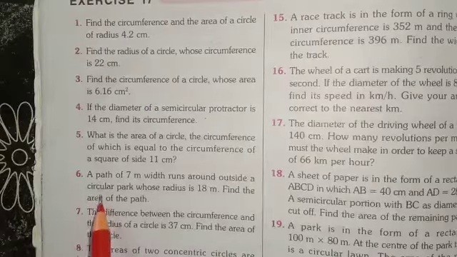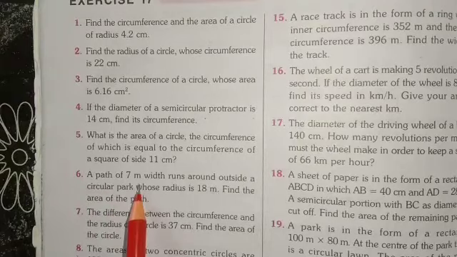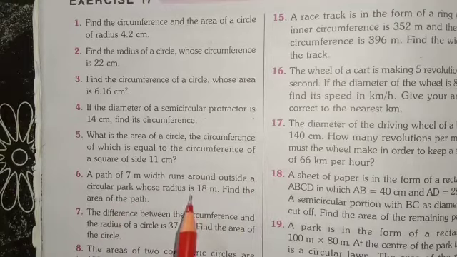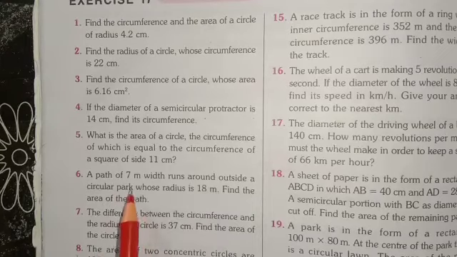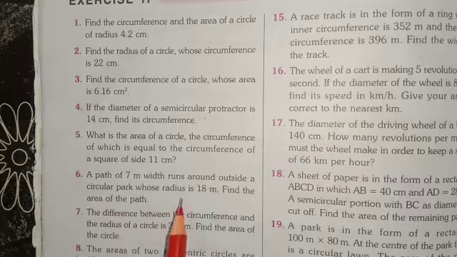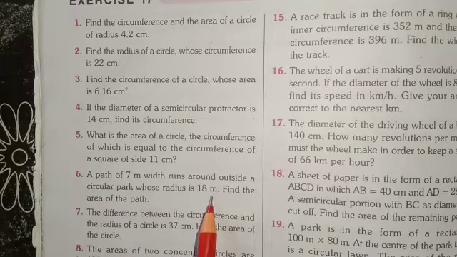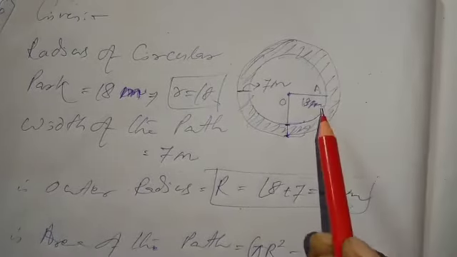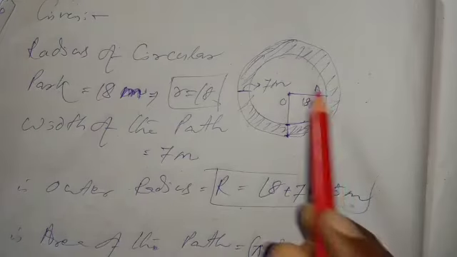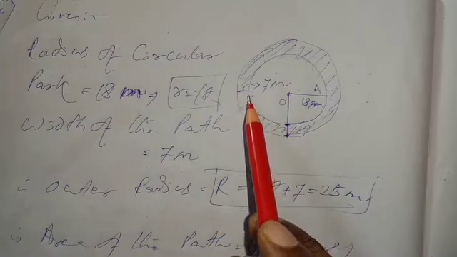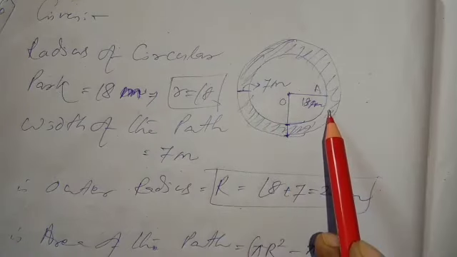Question number 6. A path of 7 meter runs around outside a circular park whose radius is 18 meter. Find the area of the path. Let's see how to solve. For a rough diagram, radius of the circular park is given as 18 meter. Surrounding the park, a path of 7 meter width runs around the circular park.